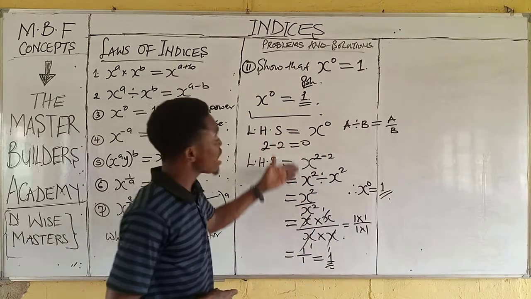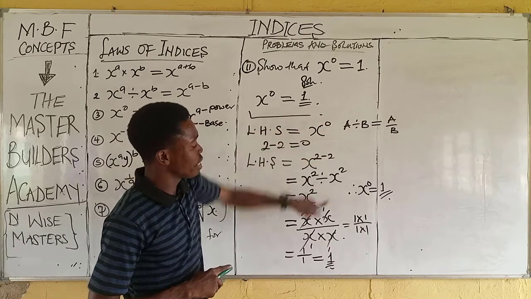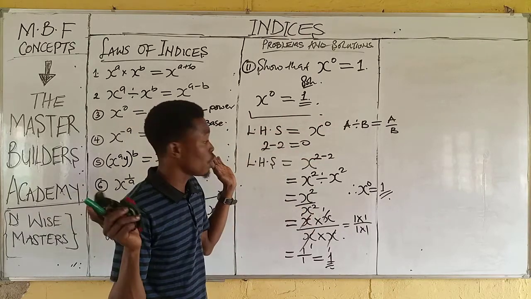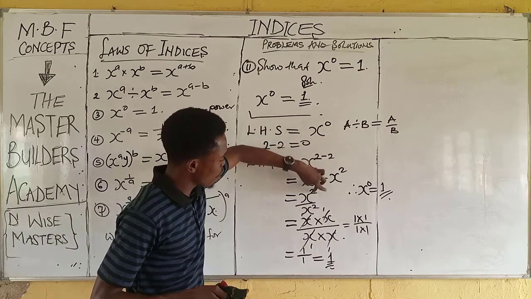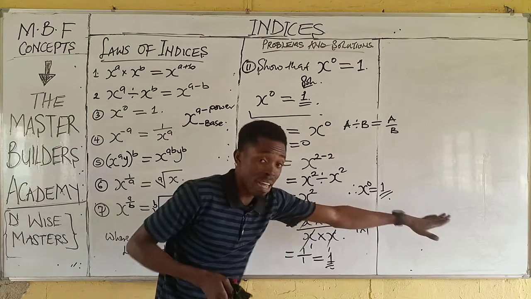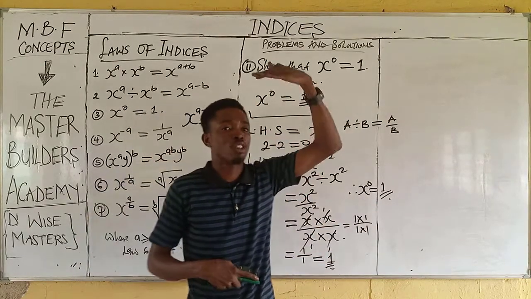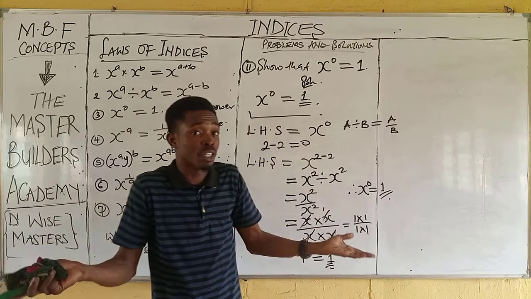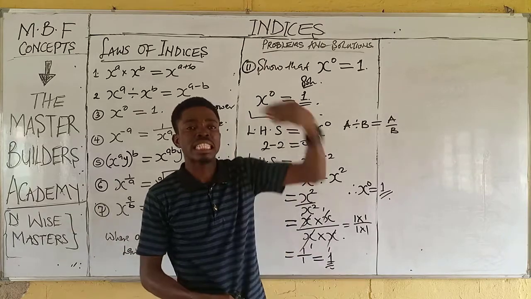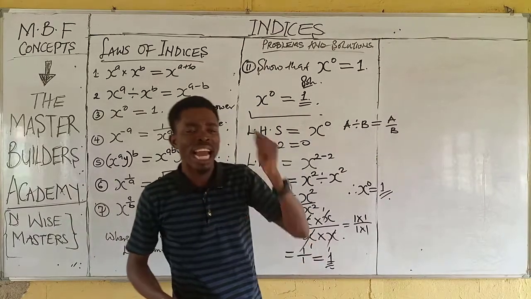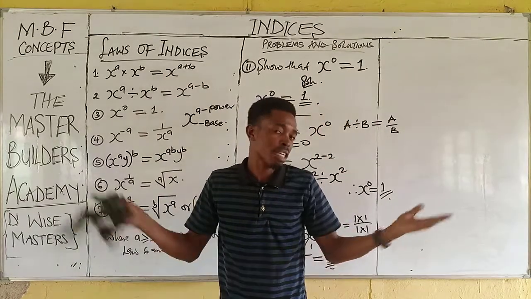So you can use any other number. If we use 3, here is 3, here is 3. If we use 5, here will be 5, here will be 5, and we'll have 5s at the numerator and 5s at the denominator. In as much as what you have at the numerator equals what you have at the denominator, when you divide the numerator by the denominator, you will have 1. So anything divided by itself is 1, but anything subtracted from itself is 0. Simple as this.